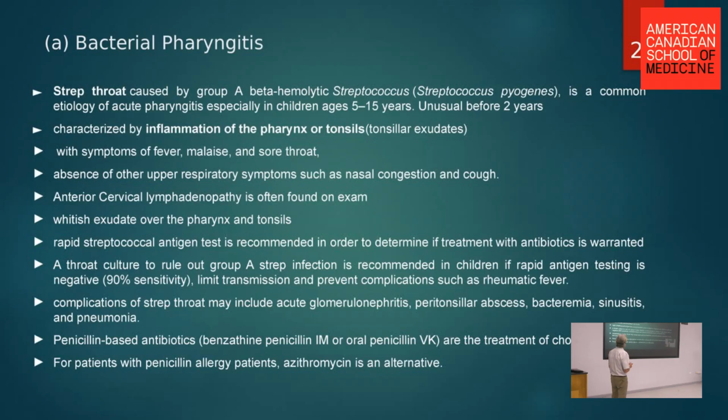Anterior cervical lymphadenopathy is often found on exam. Just as a sidebar, on infectious mono, you'll also get cervical adenopathy, both anterior and posterior, as well as potentially splenomegaly, which we'll talk about in a second.